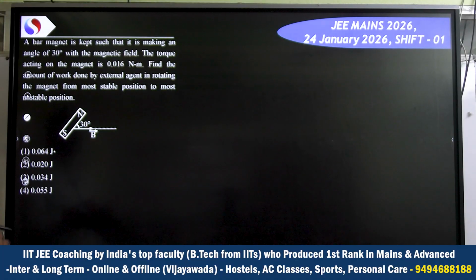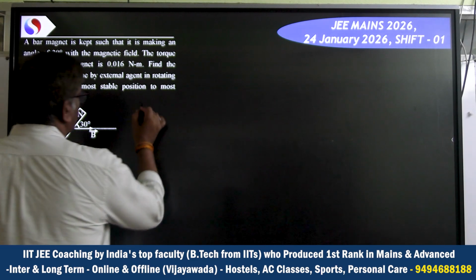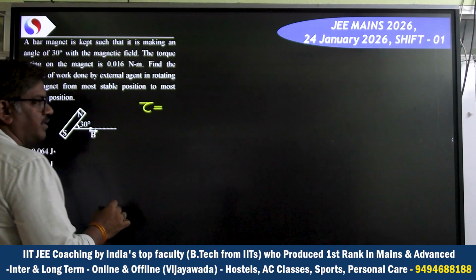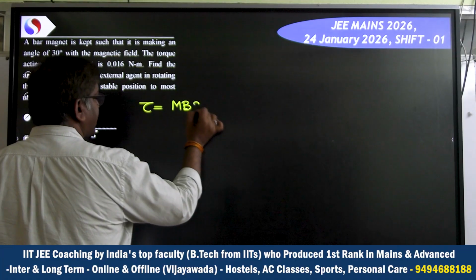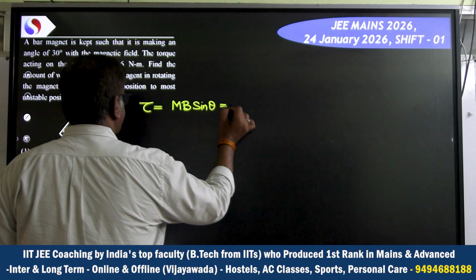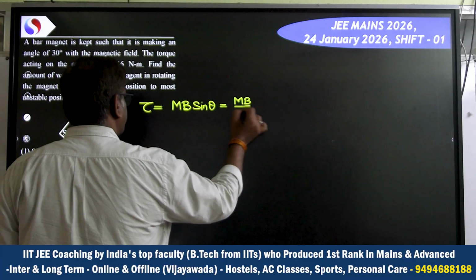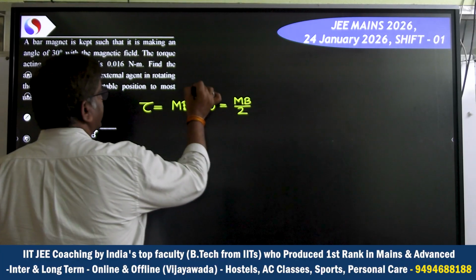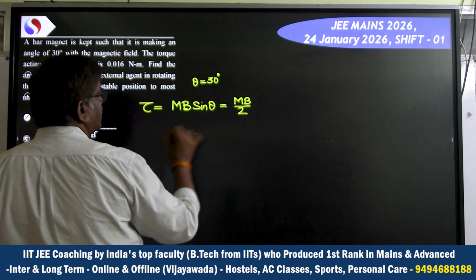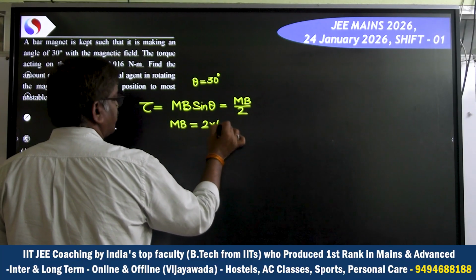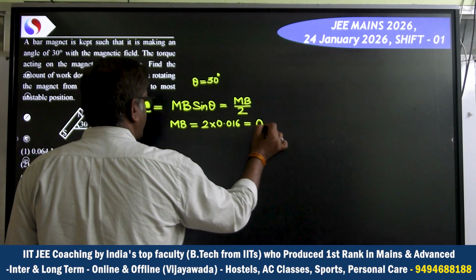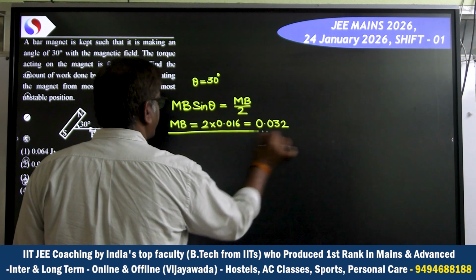Okay. A bar magnet is kept such that it is making an angle of 30 degrees with the magnetic field. The torque acting is 0.016. Torque between the magnet and the magnetic field when the magnet is placed in the magnetic field is given by M cross B, which magnitude-wise is MB sine theta. And theta is given to you, sine 30 is half. That's why this is the value of MB by 2. So from here we are getting the value of MB as 2 into torque, which is given to you as 0.016, which is 0.032. This is the value of MB.